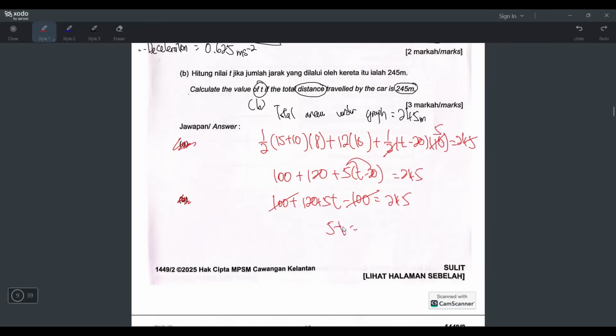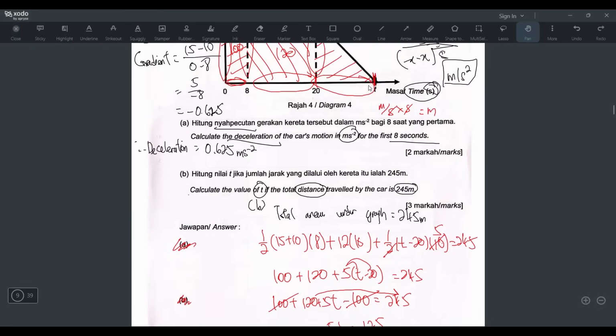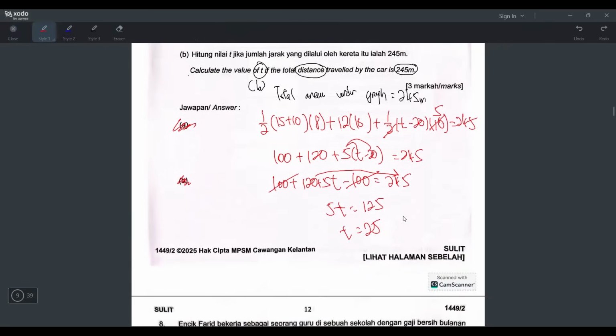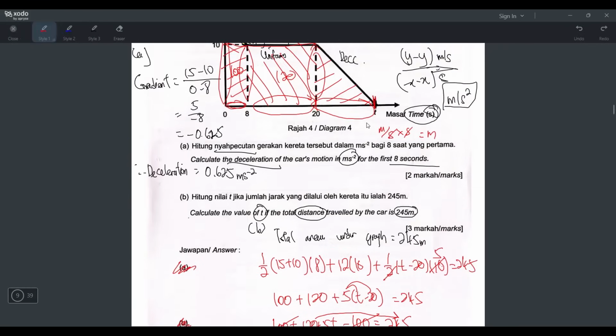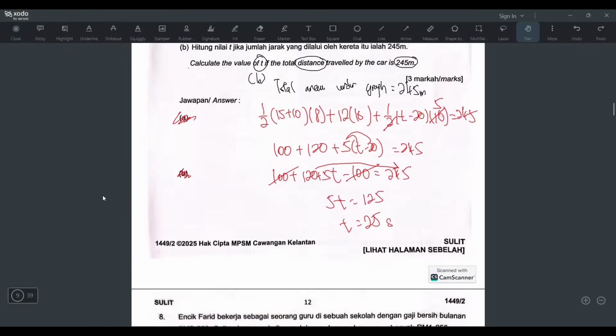To find t, t must be alone, so 120 must move over. 245 minus 120 is 125. Then for t, now move the 5: 125 divided by 5 is 25. And t is the time in seconds, so let's write the unit: 25 seconds. Does 25 make logical sense? Here is 8, 8, here 20, so here 25. Okay, it's logical. So that's the answer. Done.